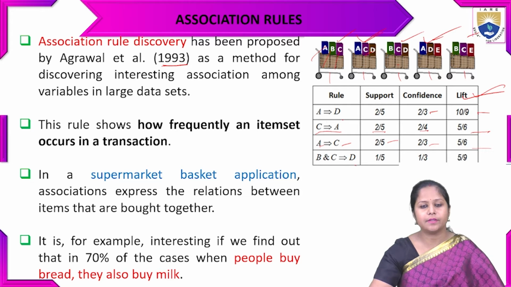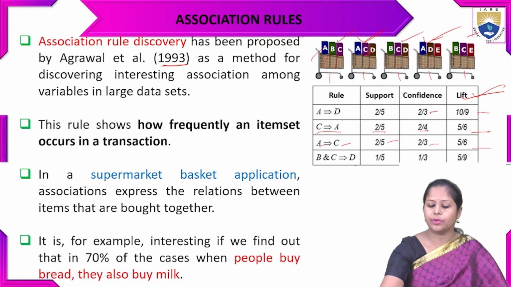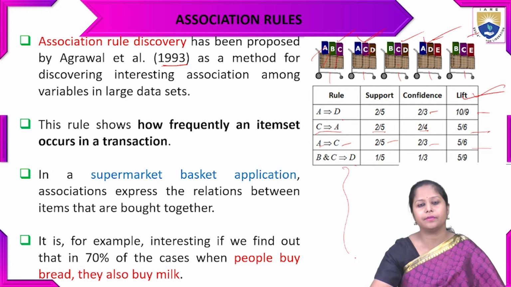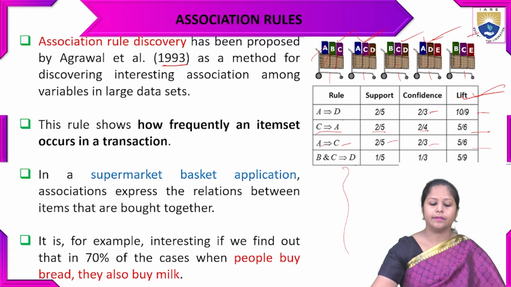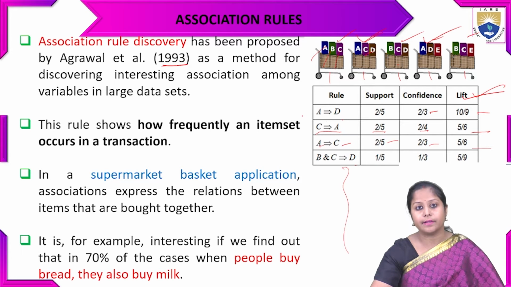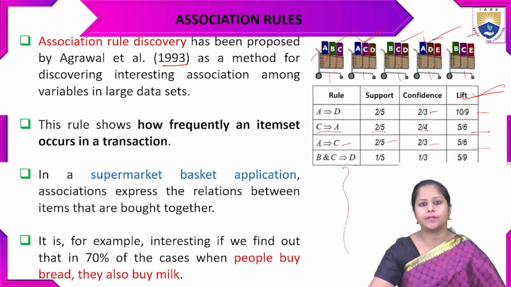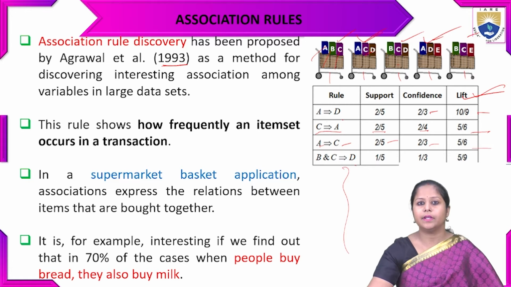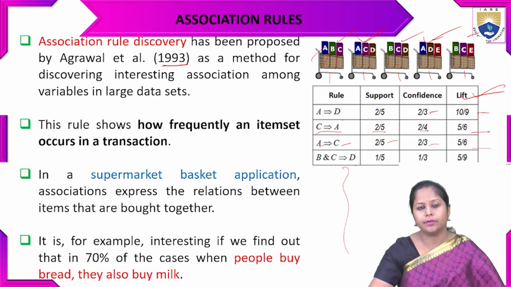This rule shows how a frequent item set occurs in one transaction. One purchase, we can say: if the customer purchases something in one visit, that is one transaction for him or her. So this rule shows how a frequent item set is generated in one transaction.